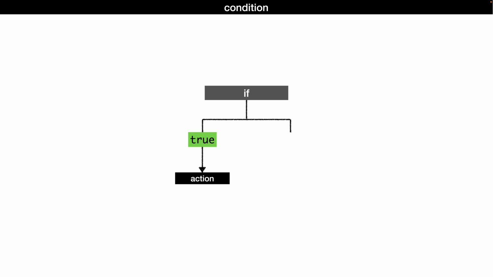Let's break down the condition. We have our if, which is our indicator that we need to have a condition. We then go on to 2 different possible choices here. We are either going to have that condition be true, which gives us a true value. If that condition meets the criteria, it's going to go true, and then it's going to run this action, whatever the action is.